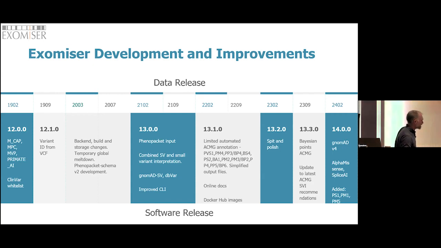I won't go into too much detail here, but basically since 13.2, we have the combined structural and small variant interpretations. But since 13.1, we've already been focusing on adding the ACMG annotations. Does everybody know what the ACMG annotations are? No. Okay, so ACMG is the American College of Medical Genetics. They have a set of guidelines on how to assess sequence variants in a patient group, and they have different categories.